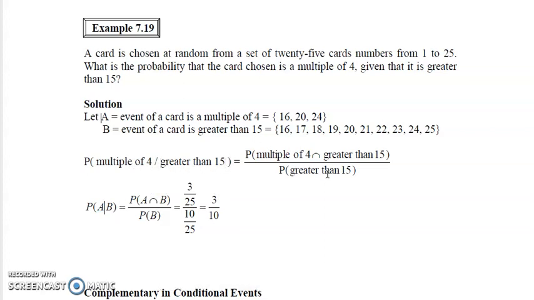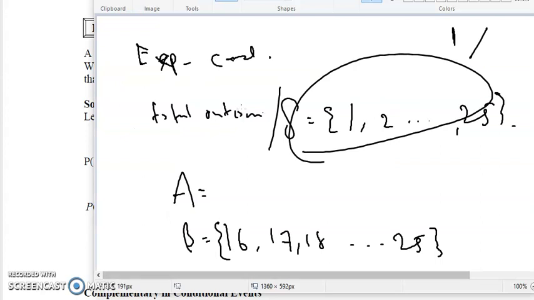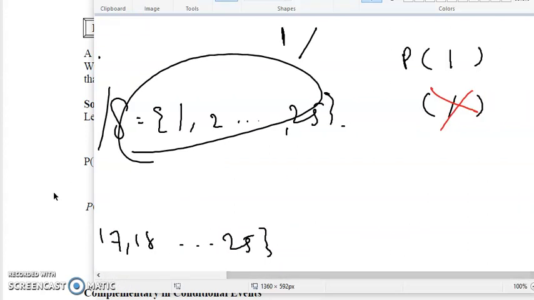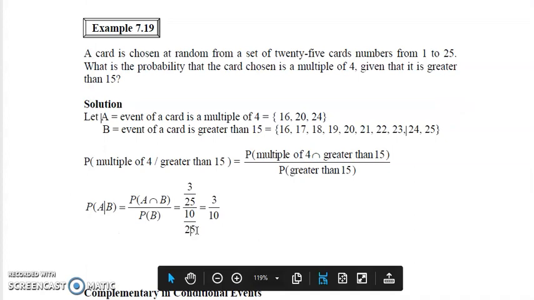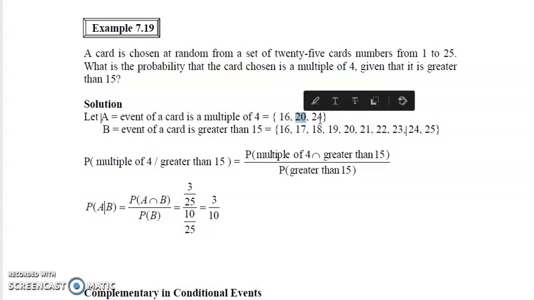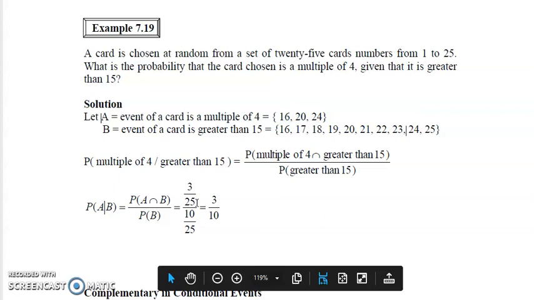So greater than 15, how many of it will be having? 1, 2, 3, 4, 5, 6, 7, 8, 9, 10. 10 out of 25. 25, just now we said that it will be our sample space, right? 10 out of 25. Okay, and then the intersection between multiple of 4 and it is greater than 15 is 1, 2, 3. So 3 out of 25, divided by 10 out of 25, it will be equal to 3 out of 10. So this is your answer. I hope you are clear.